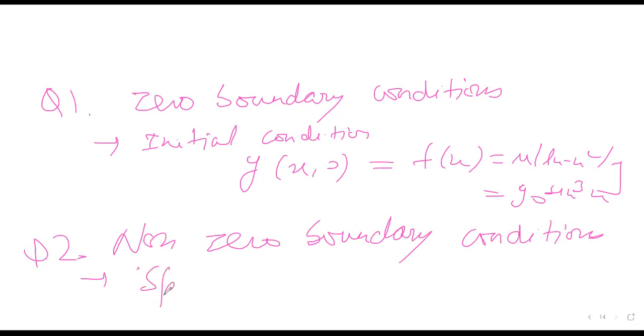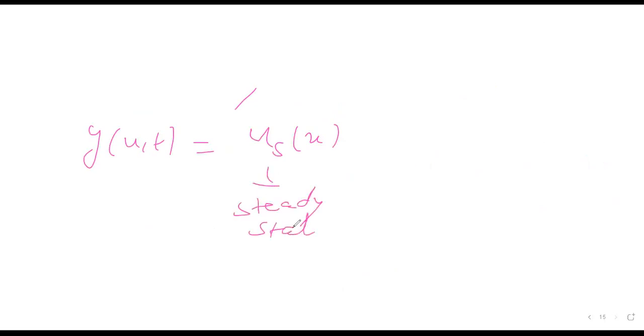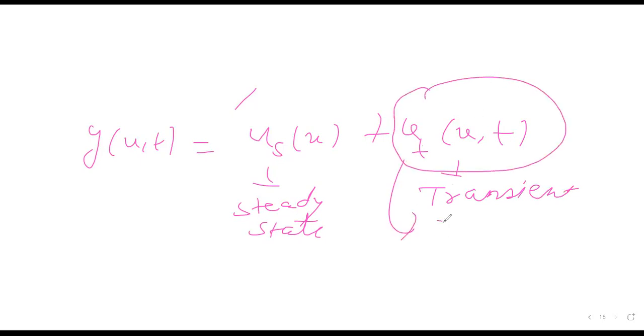What you will do? You will split the solution in two parts. What will the two parts be? First part will be: you will write y(x,t) is equal to u_s(x), the steady state solution, plus the transient solution, which will depend on time. This is the transient solution, and you will solve for this. We will solve the whole equation for this and finally substitute in the given equation.